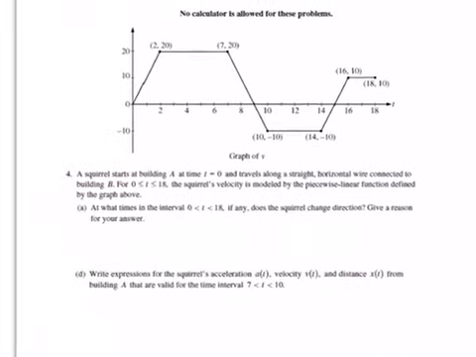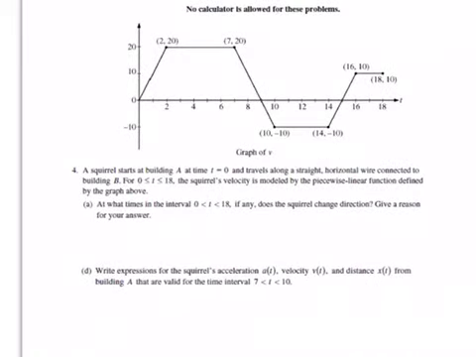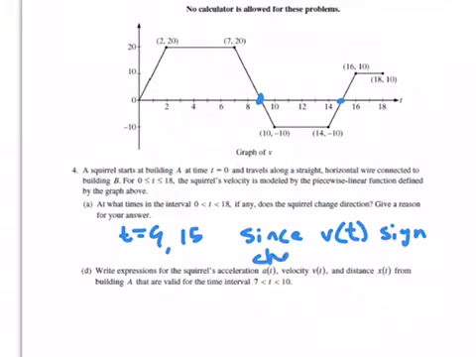So just looking at this, I would look to see where the velocity changes from positive to negative or the other way around. So I see at time t equals 9, and I also see at time t equals 15. Since velocity's sign changes at both of these points, then there's a change in direction. Okay, so we could say that since velocity sign changes, there's a change in direction.